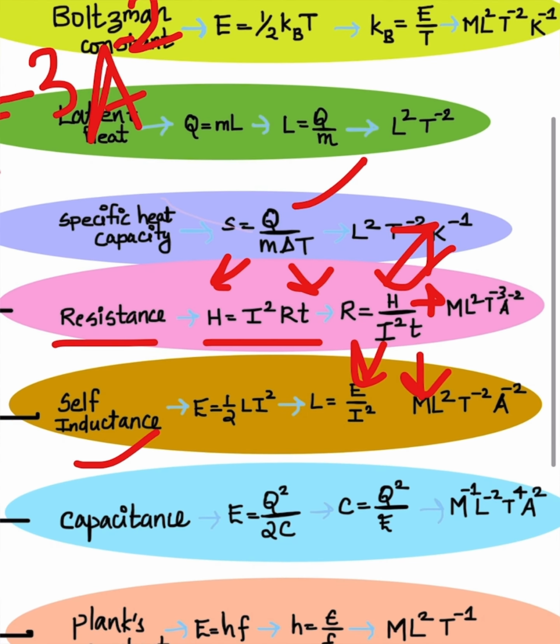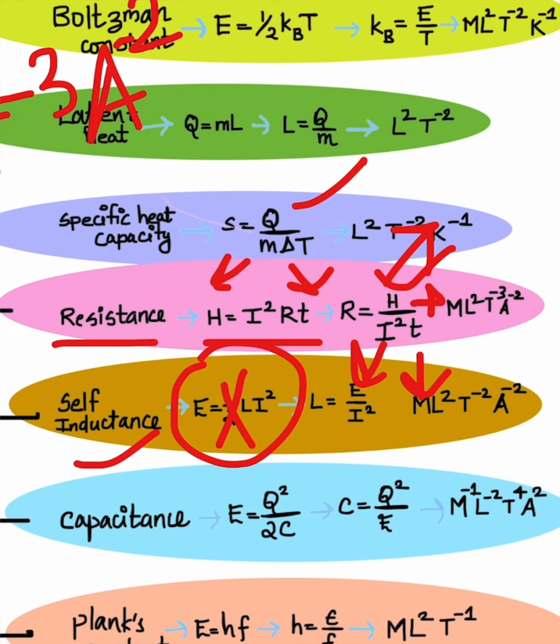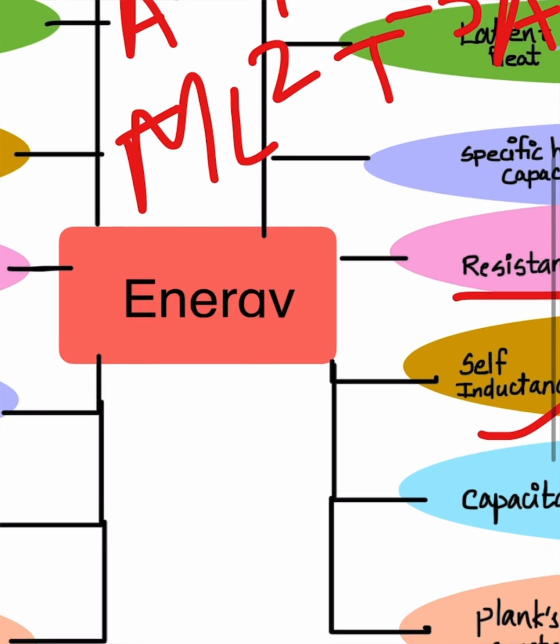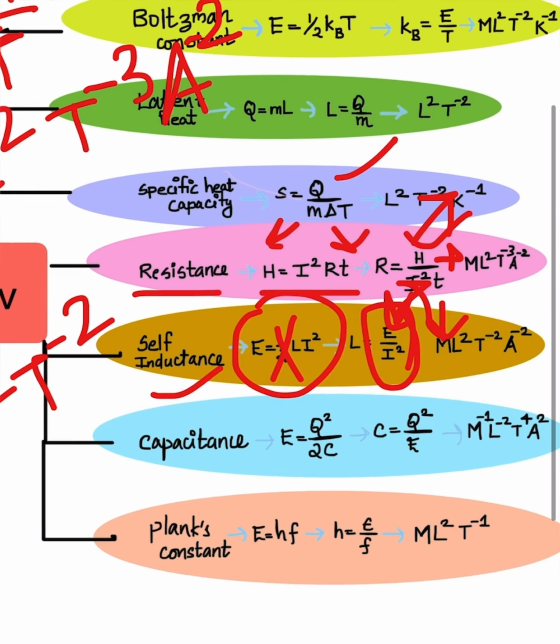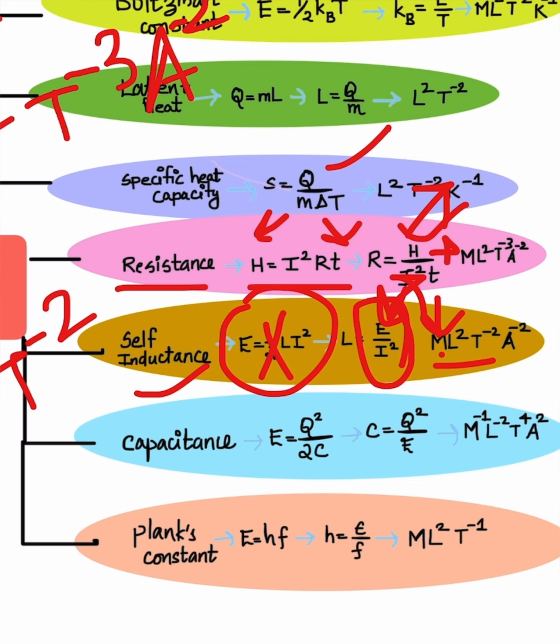Then self-inductance, energy is equal to half LI². Don't worry, you will later study all these equations in the following chapters. E is equal to half LI². Half has no unit because it's a number, right? L is equal to E divided by I². E is ML²T⁻². For energy, the dimension is ML²T⁻² divided by ampere squared. When ampere squared comes into the numerator, it becomes A⁻².